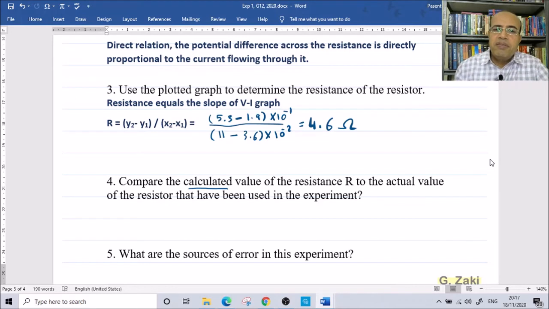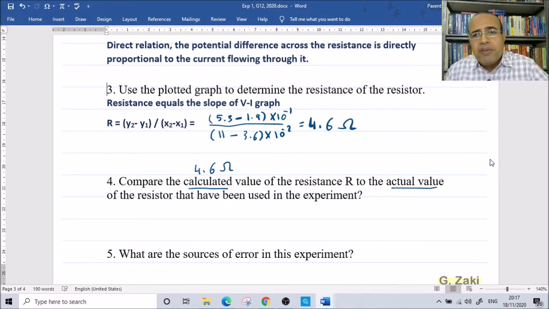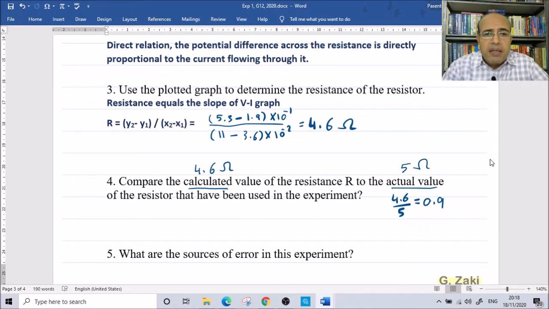Compare the calculated value, which is 4.6 ohm, to the actual value. The actual value is 5 ohm. To compare, we make a division: 4.6 divided by 5. The answer is approximately 0.9. It means the calculated value is less than the actual value by 0.9 times.